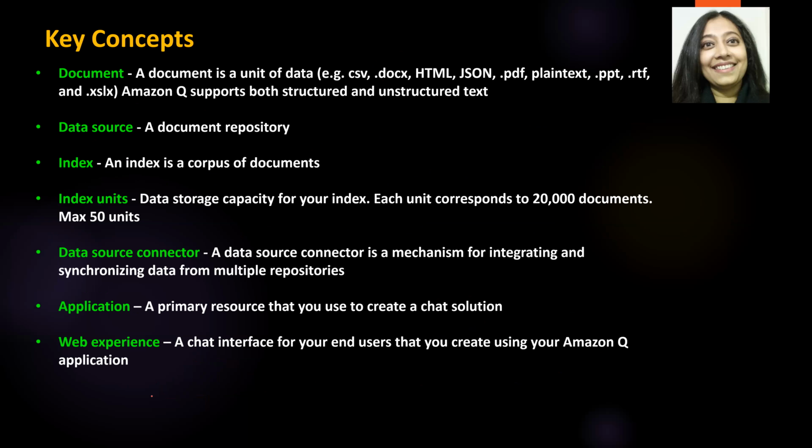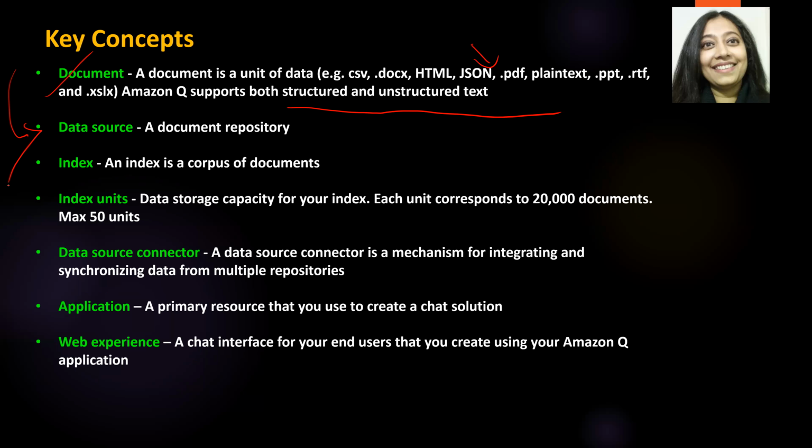Now let us understand some of the key concepts of Amazon Q. First is a document. I believe all of you know what a document is. For Amazon Q, document is a unit of data. And these are different types of documents that it supports. It supports both structured and unstructured text. So document is the unit of data for Amazon Q. Of course, if you have a document, you will have a document repository. And the document repository is the data source.